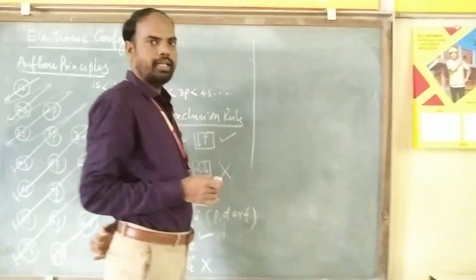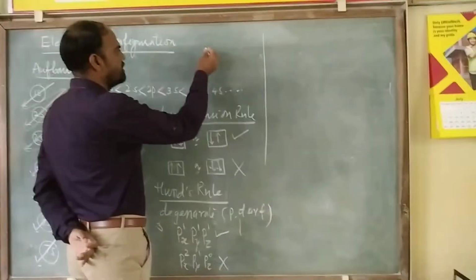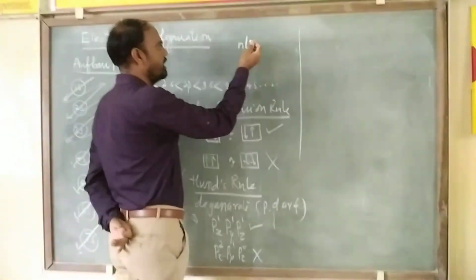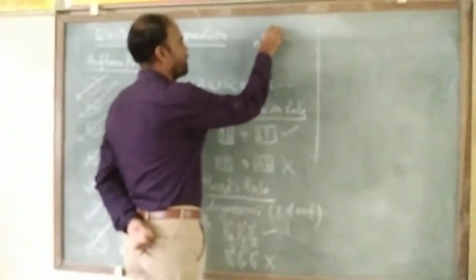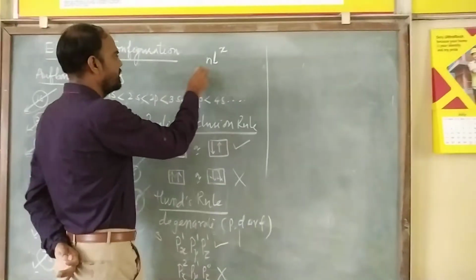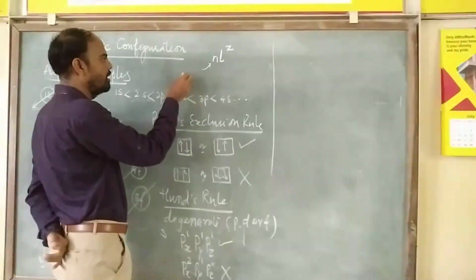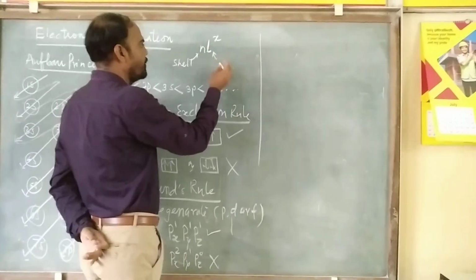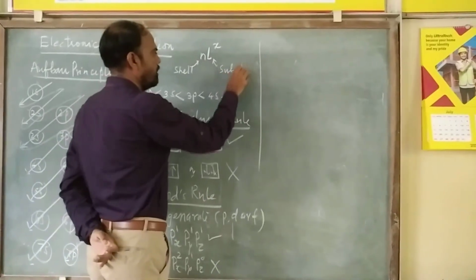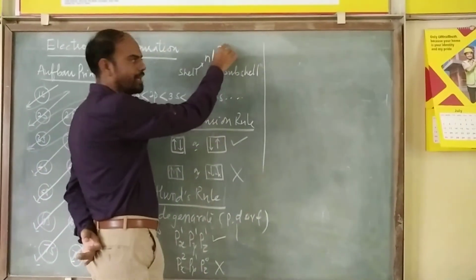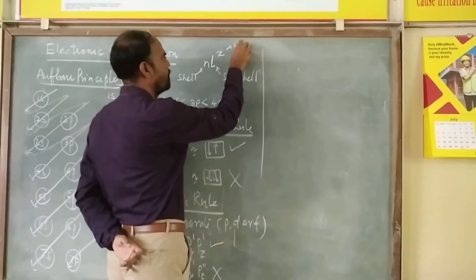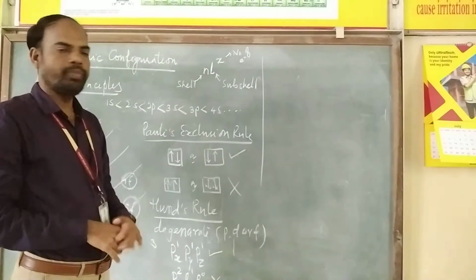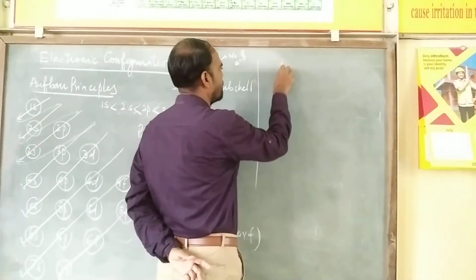How do we write the electronic configuration? A very basic thing: while writing an electronic configuration, it should be represented in this way. Here the number is the principal quantum number, that is the main shell. The letter gives you the idea about the subshell, and the power x is the number of electrons. So if we follow this, let us see how to write the electronic configuration.